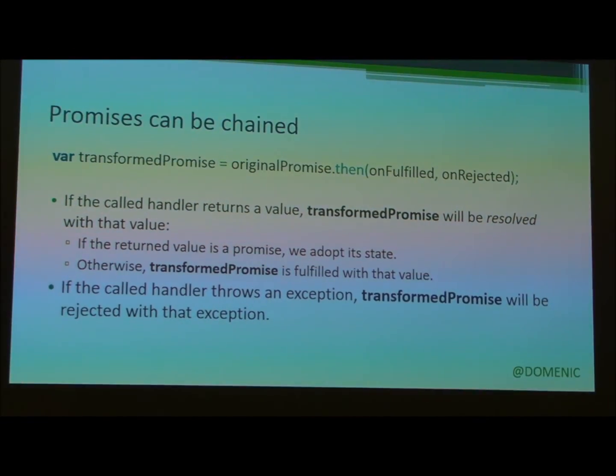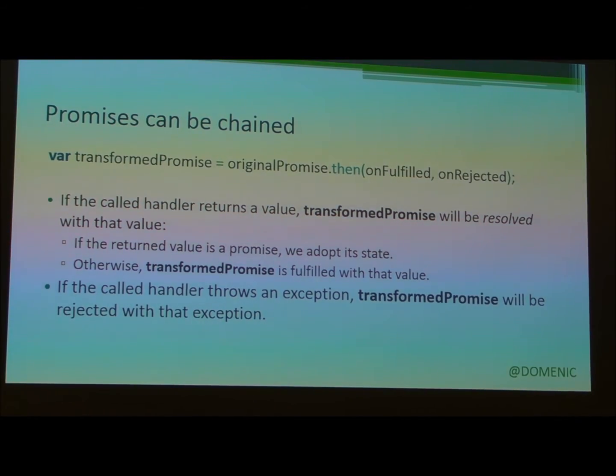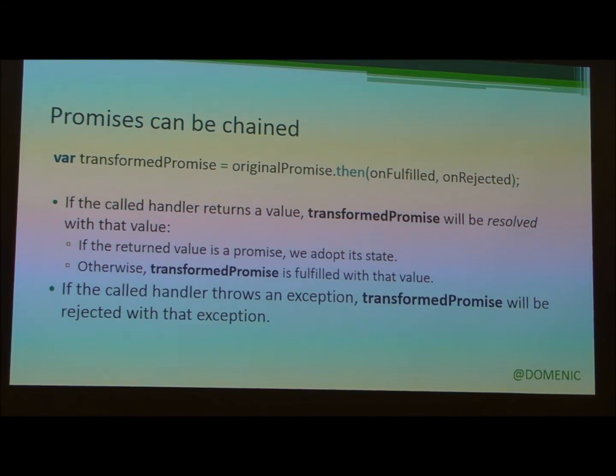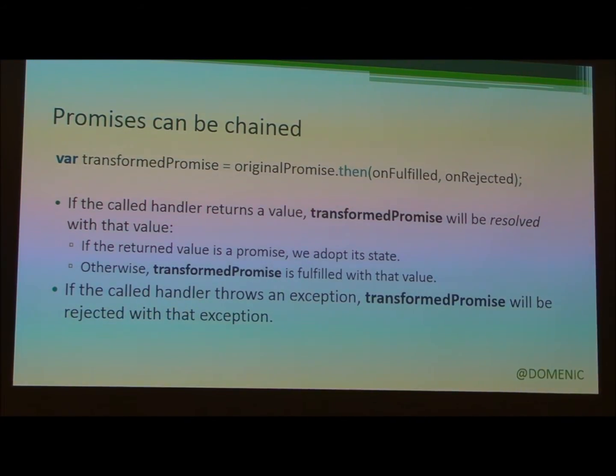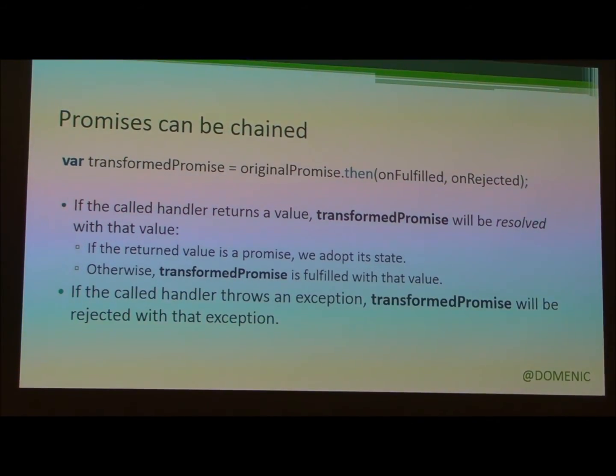But then we can transform it as a result of what those functions do. So if the called handler, whichever it is, onFulfilled or onRejected, returns a value, then we resolve the transform promise with that value. And resolve is kind of a confusing verb because jQuery uses it to mean fulfilled, and everybody's confused. But what it really means is that if the return value from whichever callback is a promise, then we'll adopt its state and we'll wait for it. So if you return another promise, then we're going to wait for that next operation. But if it's not a promise, if it's just like a synchronous value, then we'll fulfill the promise with that new value. We'll see examples of this momentarily.